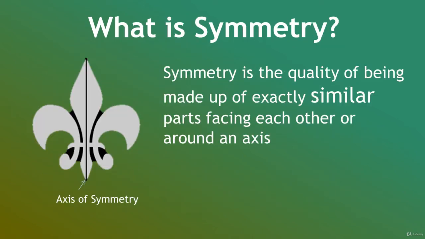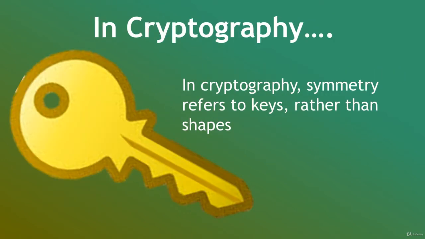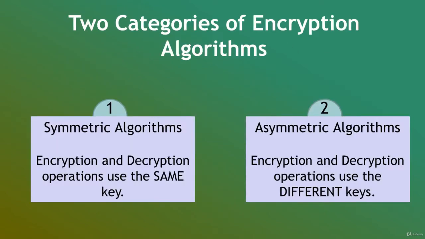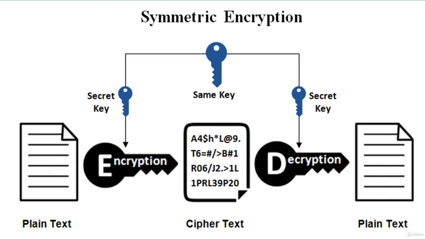At a rudimentary level, symmetry is the quality of being made up of exactly similar parts facing each other or around an axis. In cryptography, when we discuss symmetry, we are referring to keys rather than shapes. There are two categories of encryption algorithms: symmetric algorithms, which use the same key for encryption and decryption operations, and asymmetric algorithms, which use different keys for encryption and decryption operations. We will first discuss symmetric encryption. This is the simplest kind of encryption that involves only one secret key to cipher and decipher information.